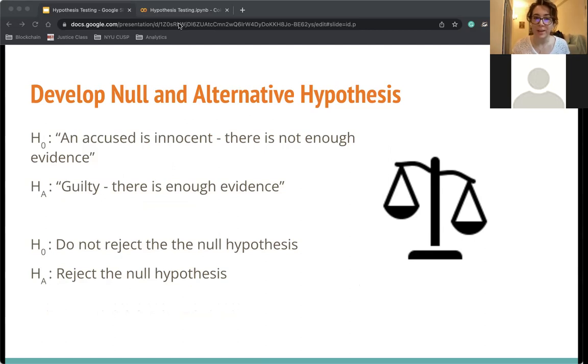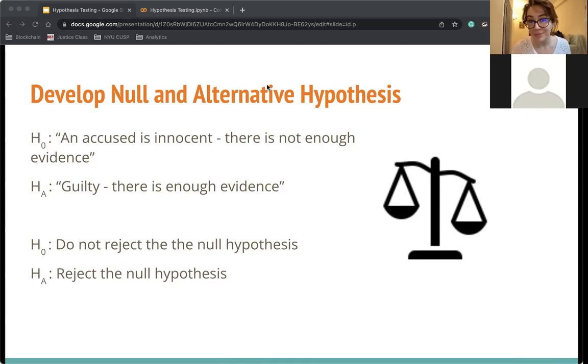And the way this translates back into what we'll be doing is how we will either reject or fail to reject this null hypothesis. So if we have enough evidence to say that this person on trial is guilty, we would be able to actually reject the null hypothesis and say that this person is not innocent, or we have enough evidence that jelly beans cause acne to reject the null hypothesis, saying that jelly beans have no relationship with acne.